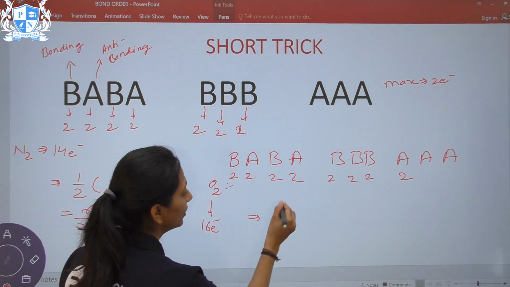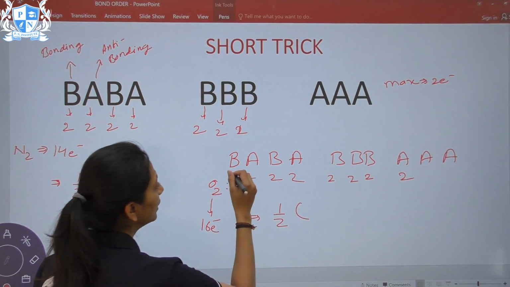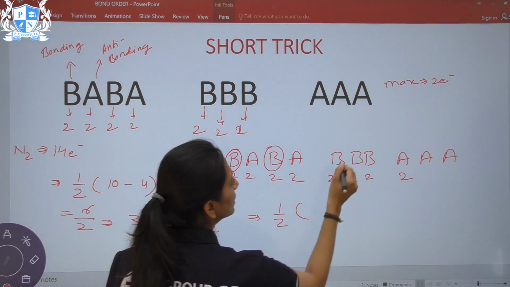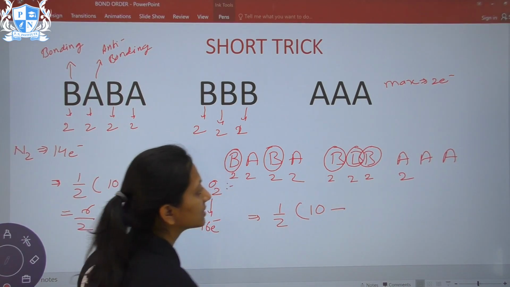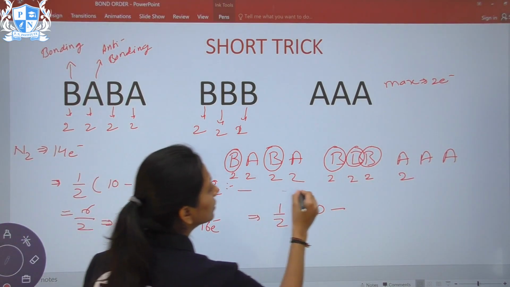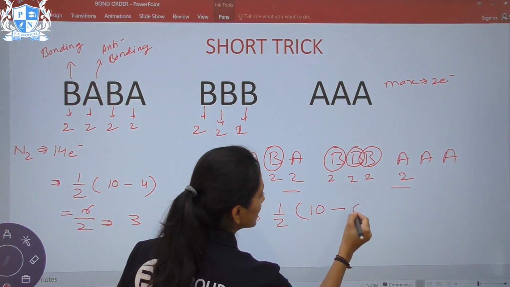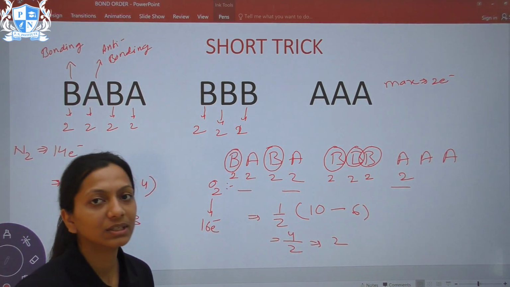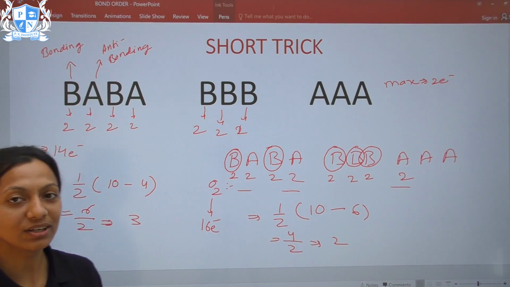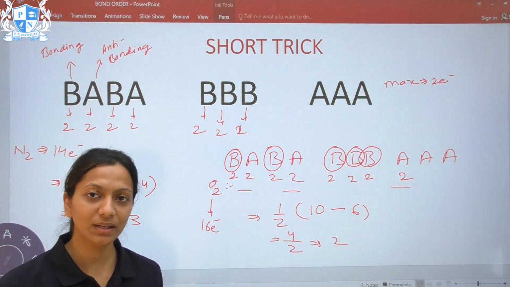Now we will apply the formula, half bonding minus anti-bonding. How many bonding are there? 1, 2, 3, 4 and 5. 5 2s are 10. Minus, how many are there in the anti-bonding? 1, 2 and 3. 3 2s are 6. In total we are having 4 by 2, which is equal to 2. So this is another short trick to find out the bond order of any molecule.